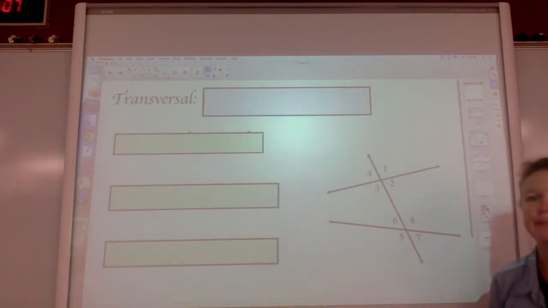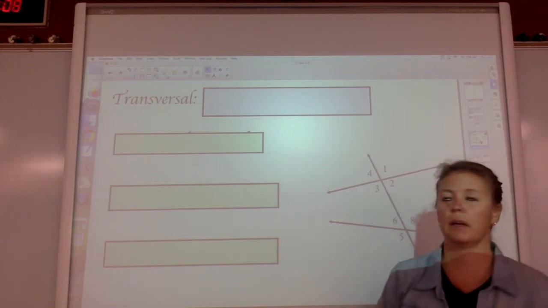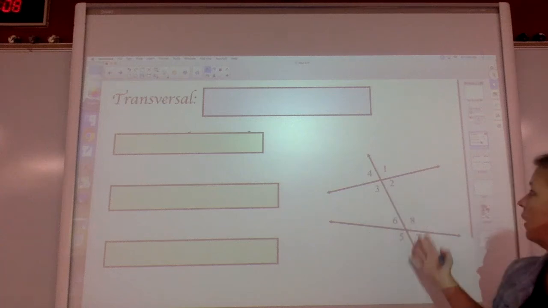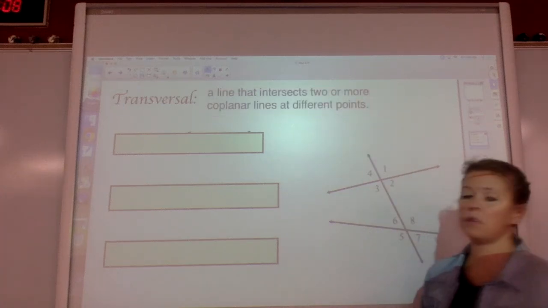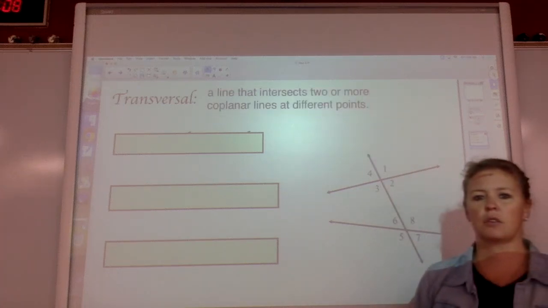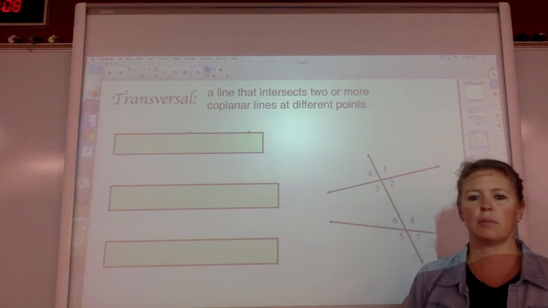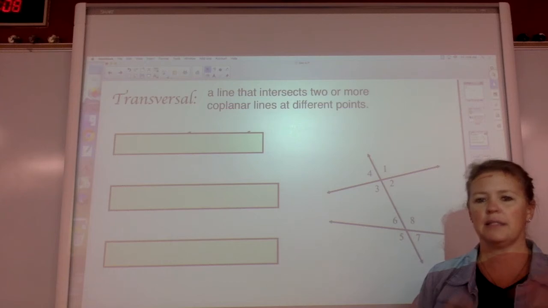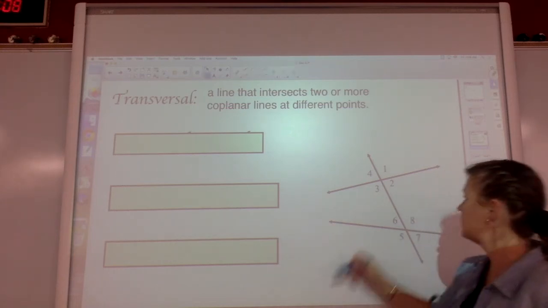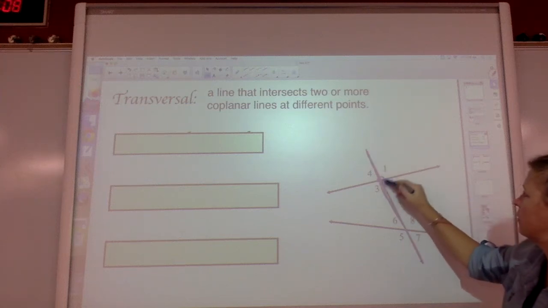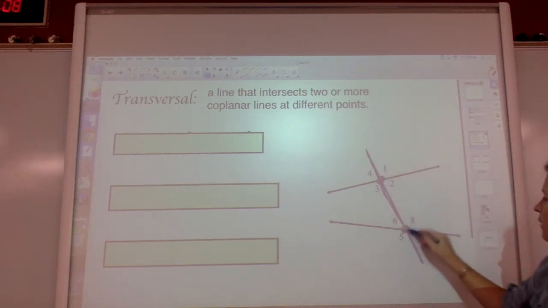More vocab. And this is probably brand spanking new vocab that you have not seen before. A transversal. We're looking over here at this diagram. A transversal is a line that intersects 2 or more, could be more, coplanar lines, but here's the key, it has to be at different points. It has to intersect 2 or more coplanar lines at different points. So this is considered a transversal because it intersects one line at this point and another line at this point.